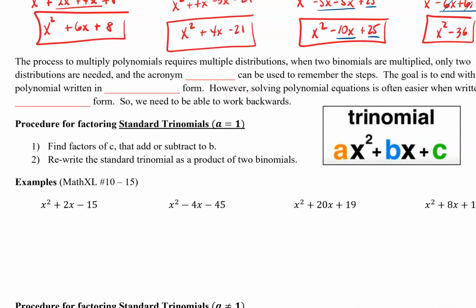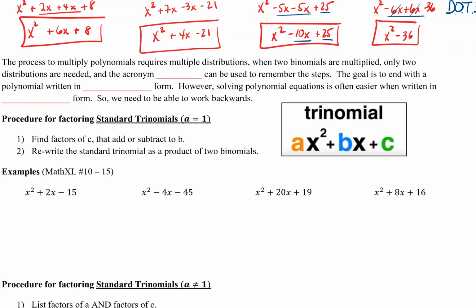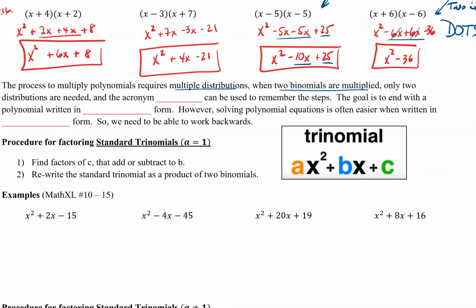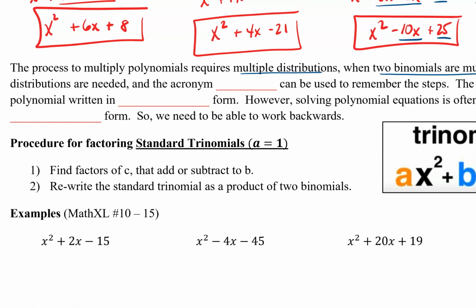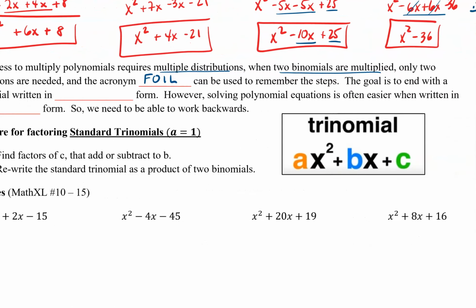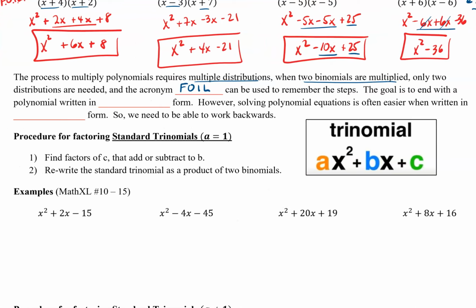So if we wrap up the multiplication process here, we can summarize that with a couple sentences. The process used to multiply polynomials requires multiple distributions. We have several multiplications. And in particular, when 2 binomials are multiplied, when we have 2 groups of 2 multiplied together, only 2 distributions are needed. So there's only 2 distributions from the first group into the second. And so that's where the acronym FOIL came into play. We use the acronym FOIL to remember the steps of that distribution.